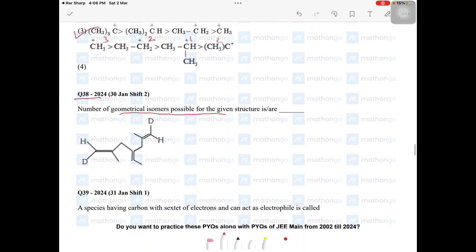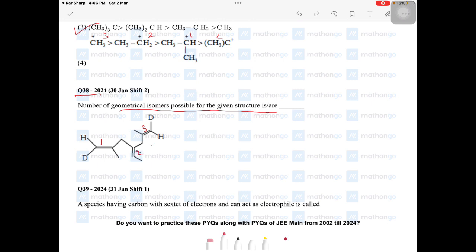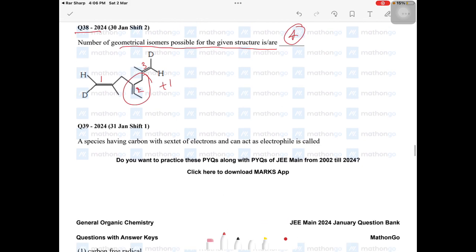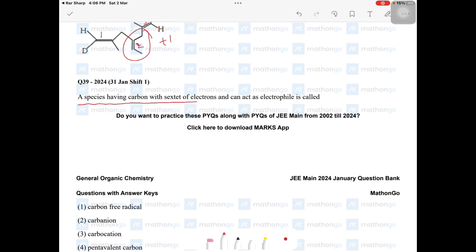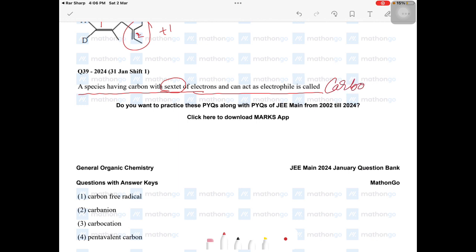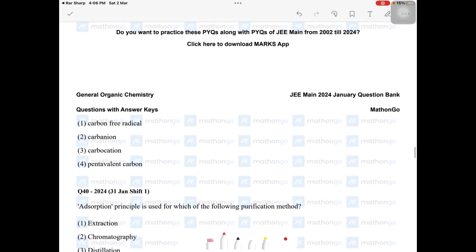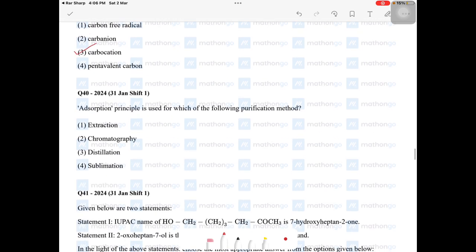31. Number of geometrical isomers possible in the given structure. It is 1, 2, 3. With respect to this, we'll get another one, plus 1. Total number of structures 4. 39. A species having carbon with sextet of electrons and can act as electrophile is known as carbocation. That is, third option is correct. 40th. Adsorption principle is used for which of the following purification? Chromatography.